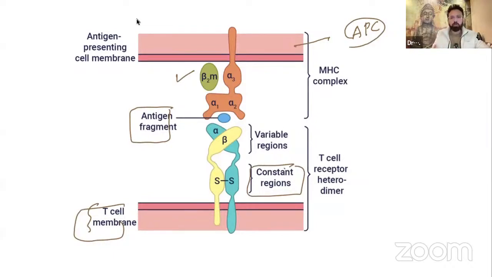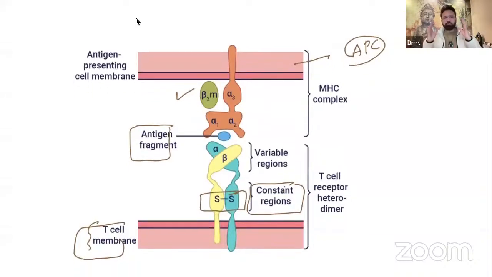One time a question came, which bond is there? Answer is disulfide bond. Is this clear? So please remember this image. If you remember the images of Guyton and Ganong, you remember a lot of things. Okay.